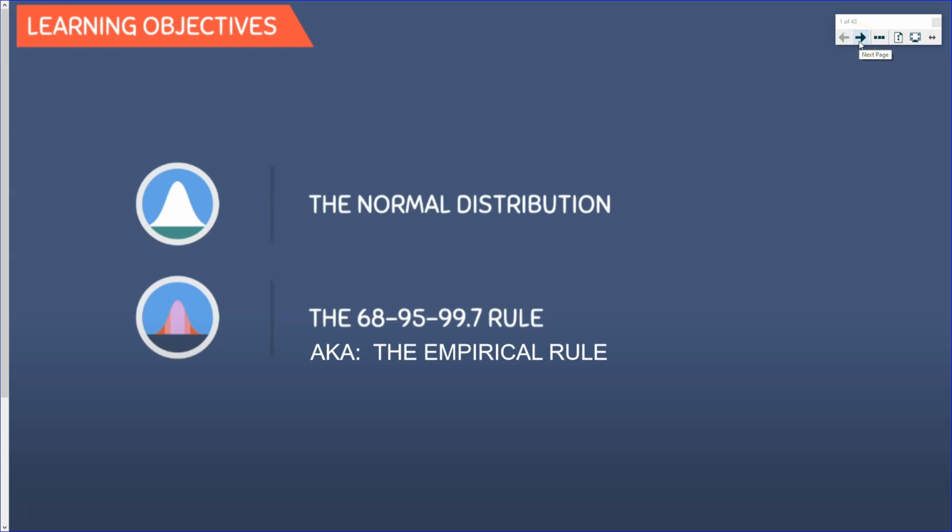Today we're going to conclude our instruction on standard deviation. Specifically today, we're going to learn about what a normal distribution is and what the 68, 95, 99.7 rule is, also known as the empirical rule.